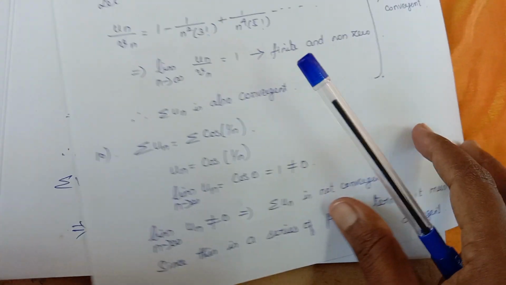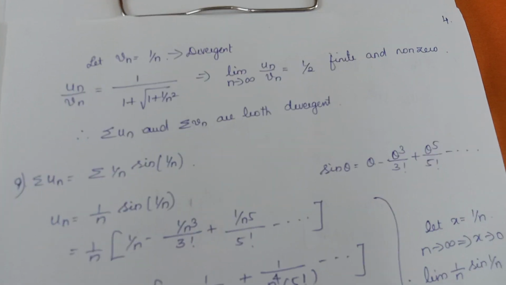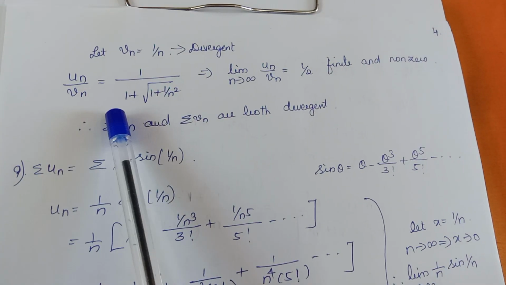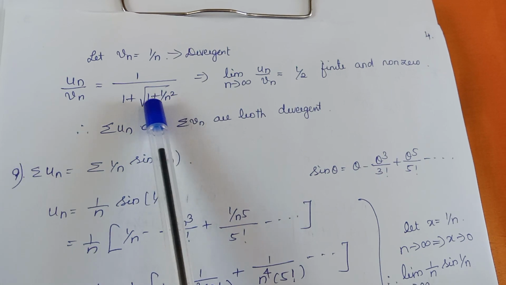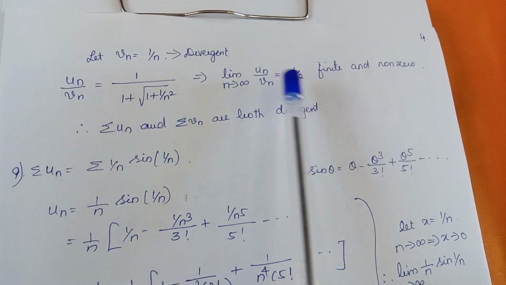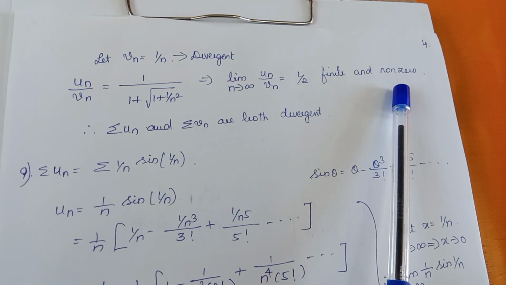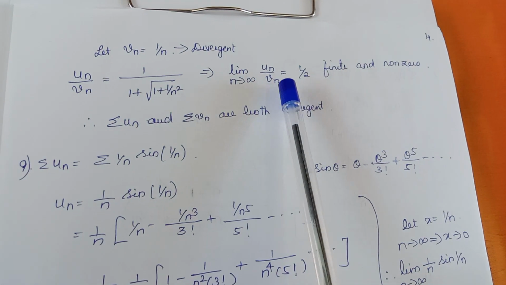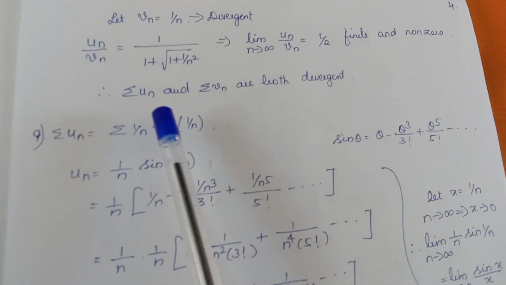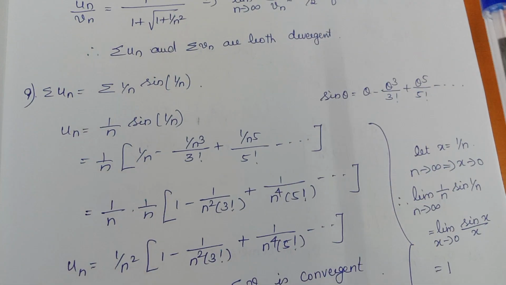Now let me take Vn equal to 1 by n. So this will be a divergent series. Now un by Vn equal to 1 by 1 plus root of 1 plus n square. So as n tends to infinity, this term is 1 by 2, which is finite and non-zero. Therefore both un and Vn converge or diverge together. Since Vn is divergent, sigma un is also divergent.